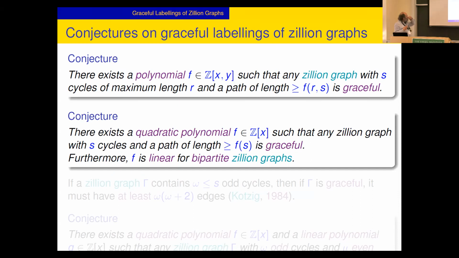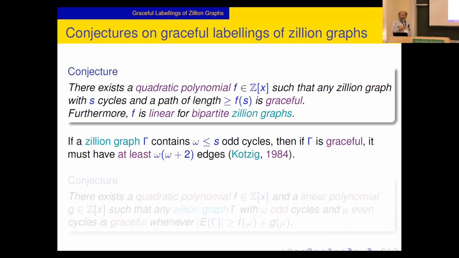We actually think that stronger results are true. So in particular, there's a quadratic polynomial in the number of cycles. So if the path length is quadratic in the number of cycles, then you can gracefully label. That's the conjecture. Furthermore, f is linear for bipartite zillion graphs. We actually proved that, right? The previous theorem, the one that actually shows that result. So we know it's at least true for that.